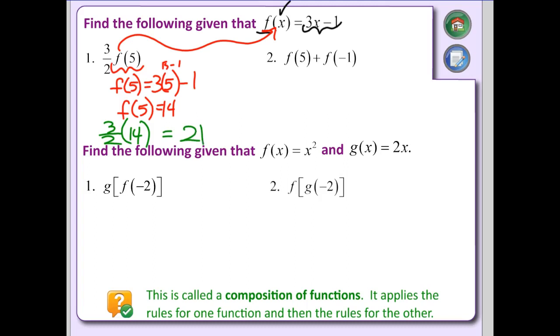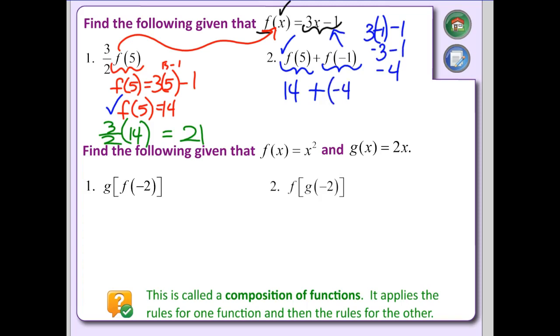Good job. Now, what happens on number 2? They want me to figure out f of 5, and they want me to figure out f of negative 1, and then they want me to add them together. Well, we just did this part on number 1. So what is f of 5? Remember over here, that's 14. What happens when I plug in negative 1, when I need to find f of negative 1? 3 times negative 1 minus 1. That's going to give me negative 3 minus 1, which is negative 4. So f of negative 1 is negative 4. And now, what's 14 plus negative 4? 10 is my final answer.